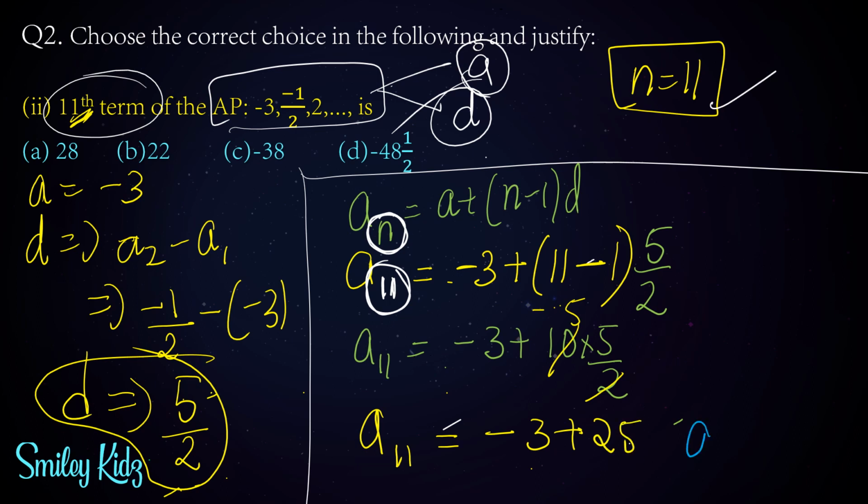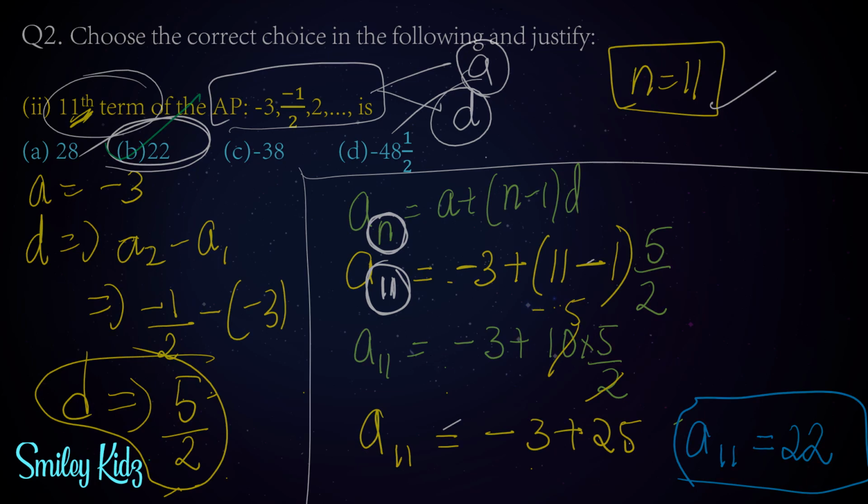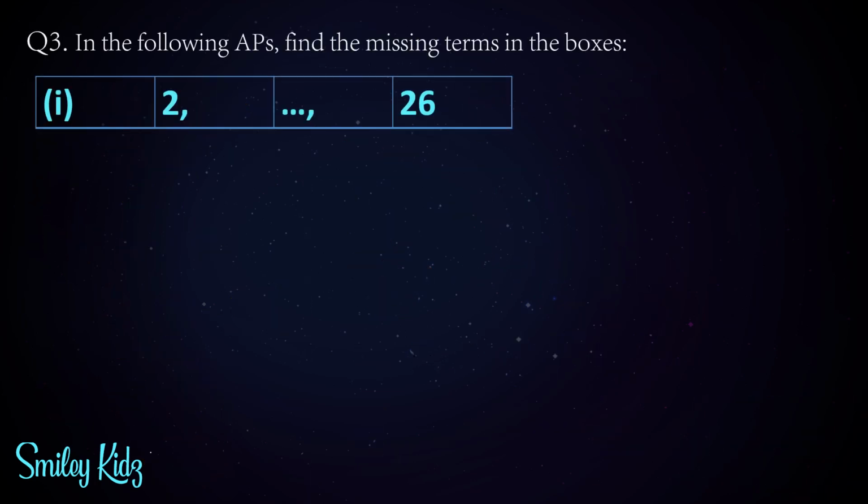And now A11 turns out to be 22. Positive 22, isn't it? Now have a look at the options and tell me which is the right one. The right answer is option number B.